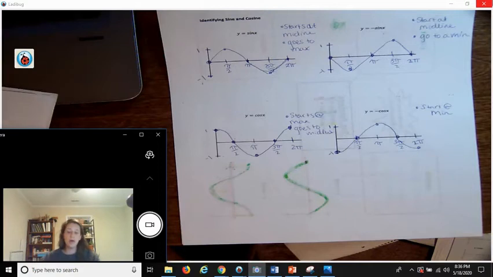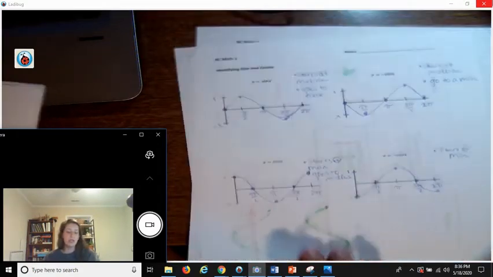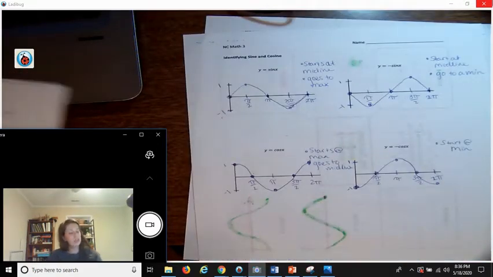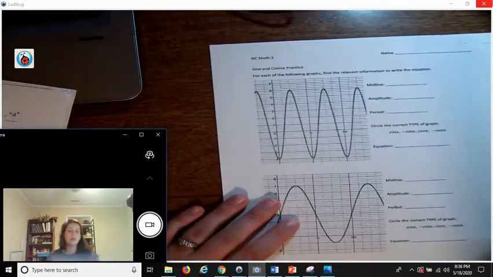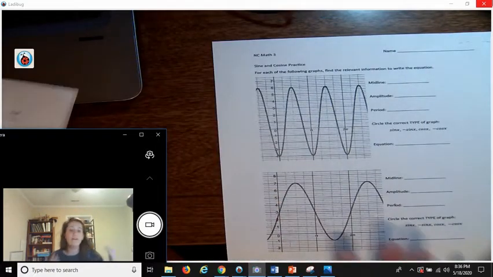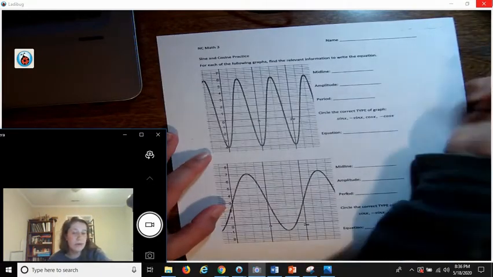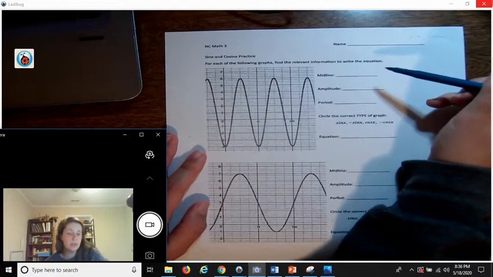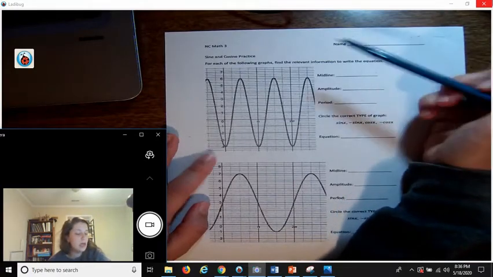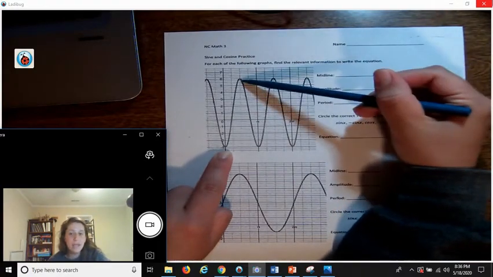So now our last page is going to be just a few example questions where we have a function written out and it asks you what each of those parameters are: the midline, the amplitude, the period. It asks us which is the correct type of graph and what is the equation of the graph. So all together, let's go through this together. So midline, remember, this is probably the easiest one to figure out. Midline is halfway between our min and max.